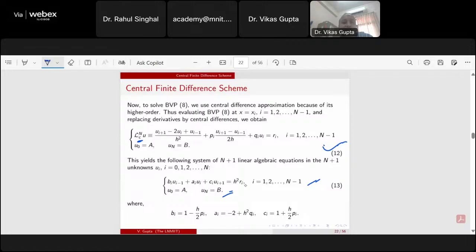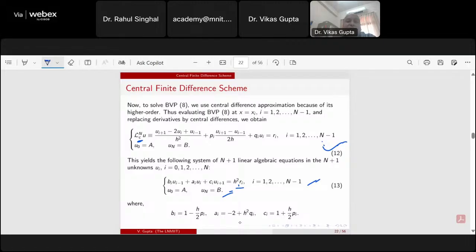bi ui minus 1 plus ai ui plus ci ui plus 1 equals h square ri, where bi is the coefficient of ui minus 1. You can notice in equation number 12 what the coefficient of ui minus 1 is: 1 upon h square, where h square we have taken on the right hand side. So it is 1 minus h by 2 pi. This is the coefficient of ui minus 1 in equation number 12.